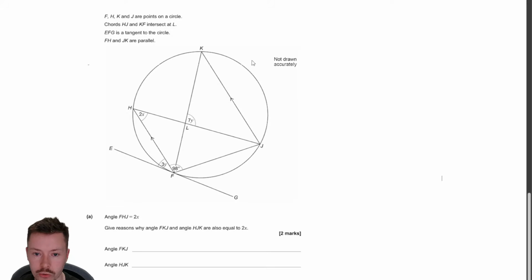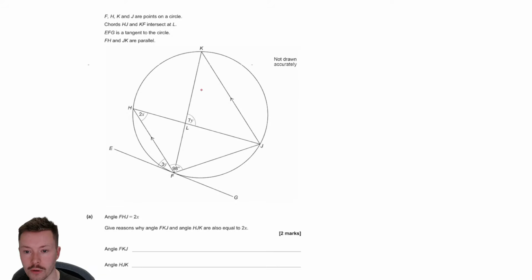F, H, K, and J are points on a circle. Chords HJ and KF intersect at L. EFG is a tangent to the circle. FH and JK are parallel. That's important. Angle FHJ equals 2x. Give reasons why FKJ is 2x, and HJK is 2x. So this one, angles in the same segment are equal.